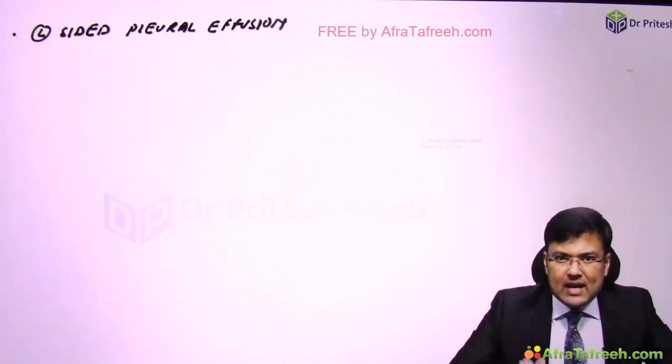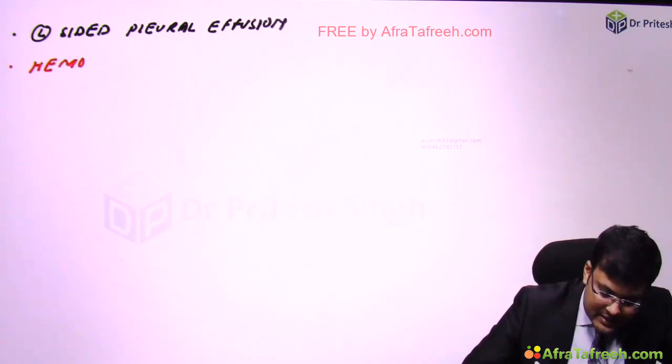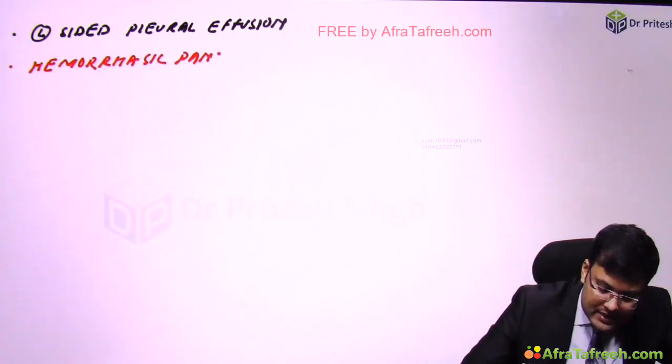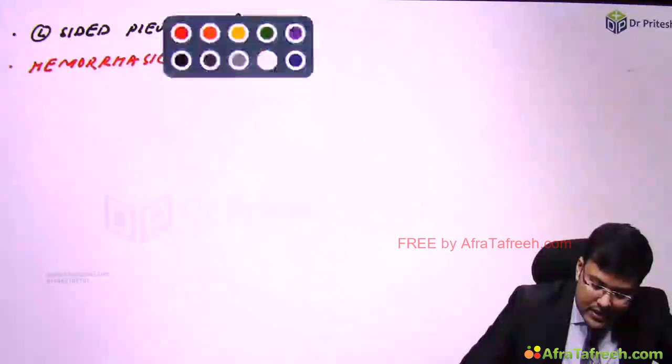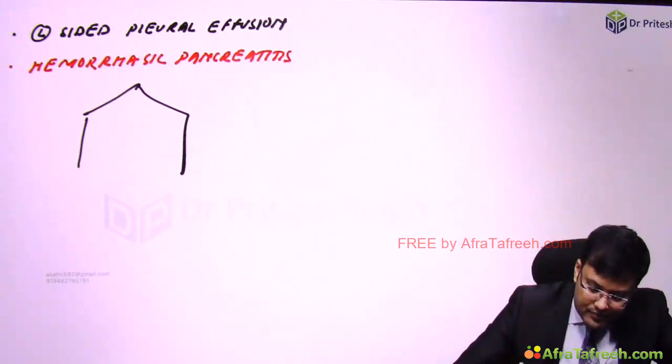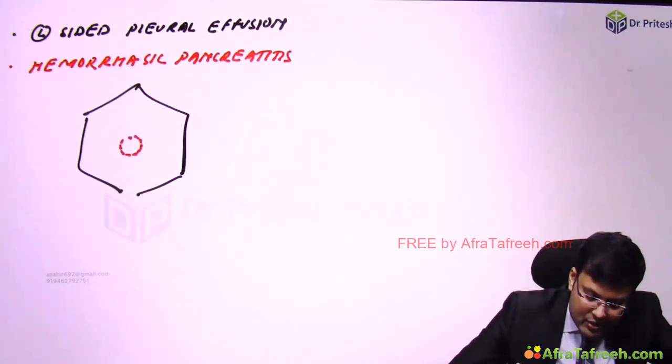After that, there is one rare manifestation of acute pancreatitis, and that is hemorrhage. Hemorrhage is a rare manifestation, but it is commonly asked. So see, what are the various signs seen in hemorrhagic pancreatitis? In hemorrhagic pancreatitis, if this is the abdomen, there is ecchymosis around the umbilicus, and that is known as Cullen sign.